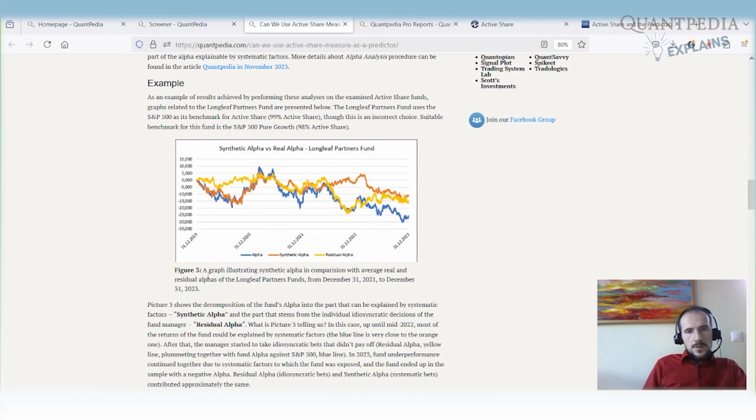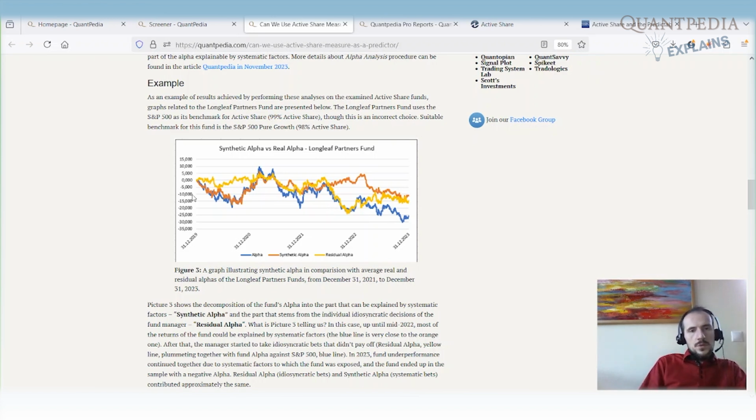So, first example. Here we have a chart that illustrates synthetic alpha in comparison with the average real and residual alphas for one of the funds. So here we can see how it looks. The alpha, outperformance or underperformance, of the one individual fund is the blue line. The synthetic alpha is the alpha that can be explained by individual factors like value, small cap versus large cap, value versus growth, momentum factors, etc. And the yellow one is the residual alpha. That's the alpha that's unexplainable. What is the chart showing us?